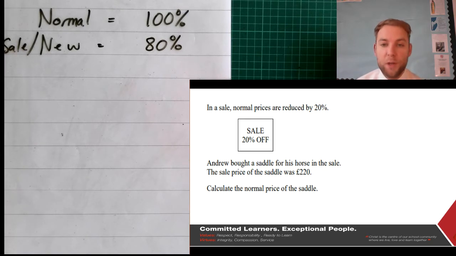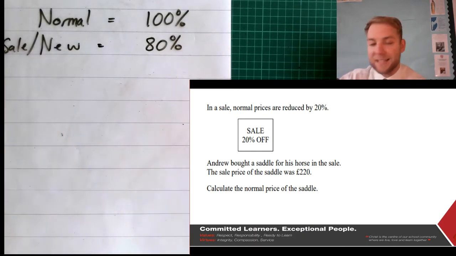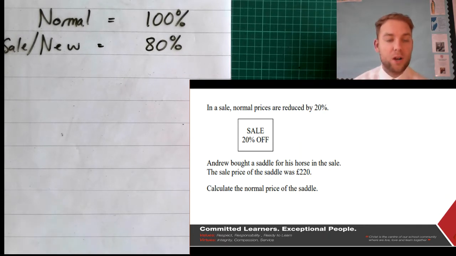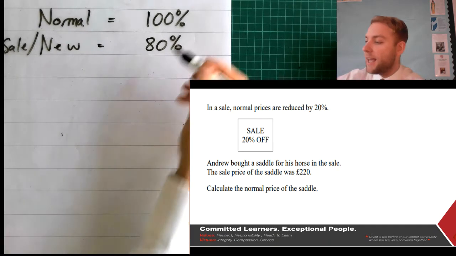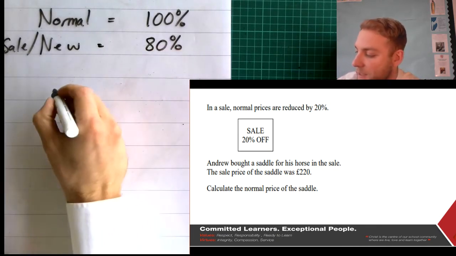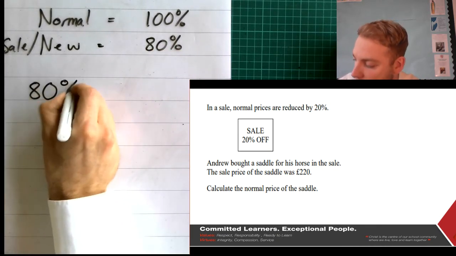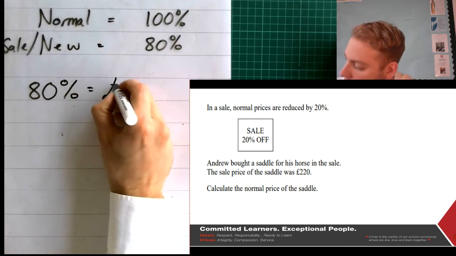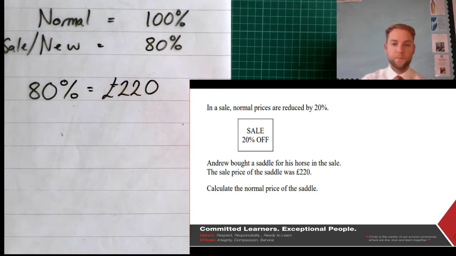So now what we've got to do is use what we understand here to find out what my normal price is, because it's not asking for the sale price here, it's asking for your normal price, and it's all about your starting point. And my starting point here is 100% represented by 220, or is 80% represented by 280? Well, actually, when I look at this, I can see that the 220 is the sale price. The sale price of the saddle was £220, which is represented by this 80%. So my starting point here would be 80% is equal to £220.